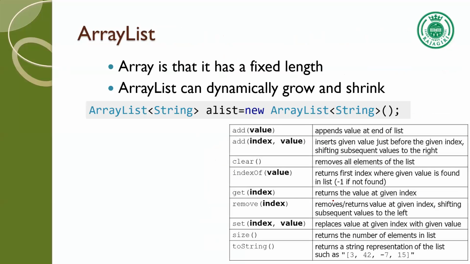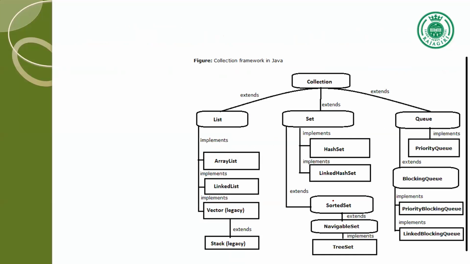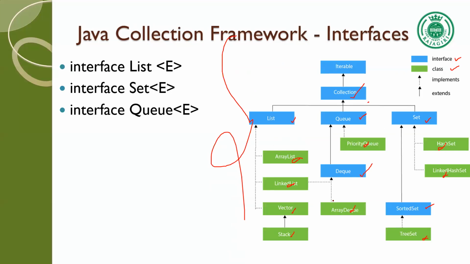Now we will see one by one. Okay, now tell me, Amarnath, ArrayList, what is it? Is it a class or is it an interface?